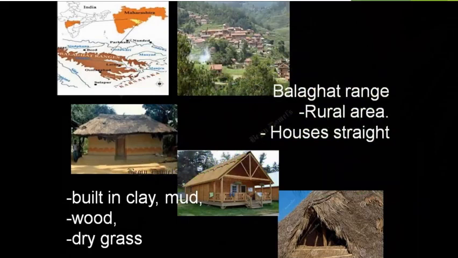The children are in the southern part of the Balaghat ranges. They are the eastern offshoots of the Sahyadris. Now children come to the rural areas and they could find the different settlement pattern as well as housing pattern. The houses are in a straight line along the road. The walls of the houses are made of clay while they use mud and wood to make the roof of the houses.